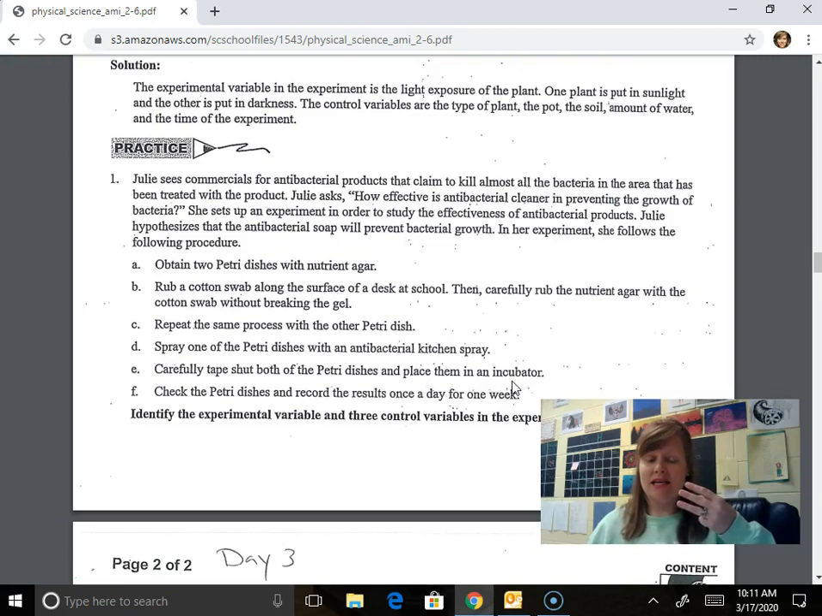And then at the end, it says that she put it in an incubator, the same incubator. So it means it probably was set at the same temperature. So you could actually find up to 4 different controls that Julie used to look at. We could even break these down into constants and controls later if we wanted to.